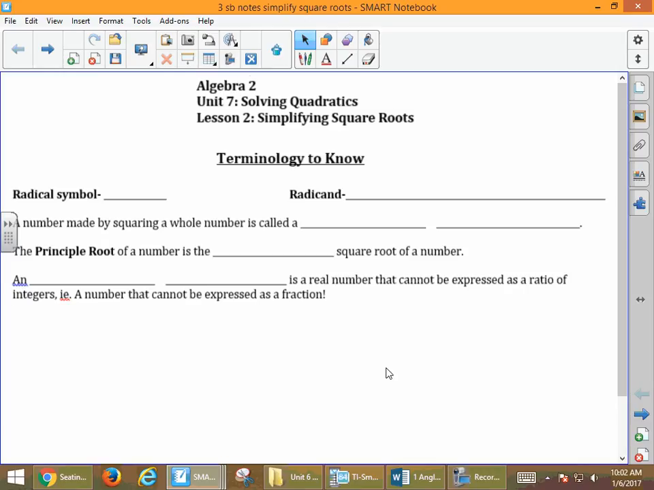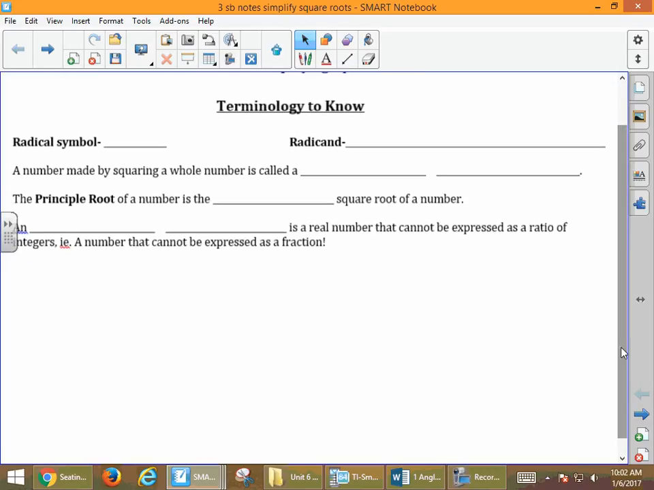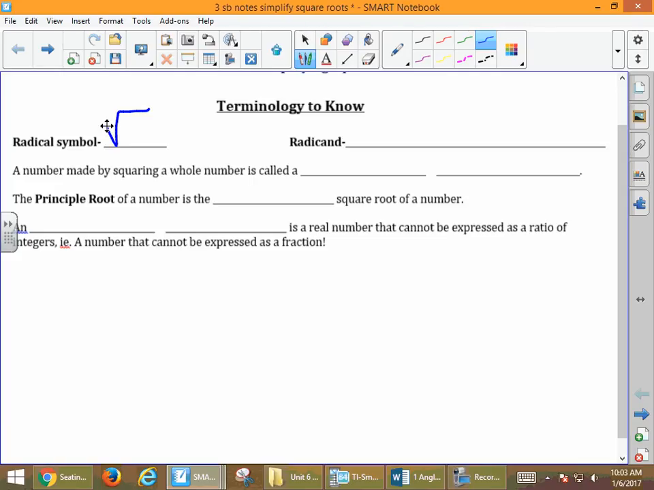And so we need to go back and refresh our memories about a couple things that hopefully we have talked about in Algebra 1 and geometry. First of all, here is the radical symbol. It's a square root symbol. I might often call it a radical, but I sometimes call it a square root. I use both terms.